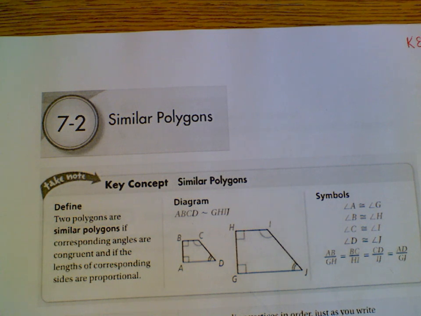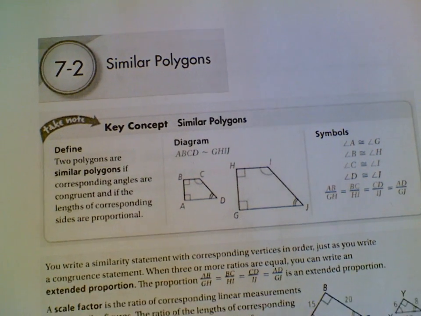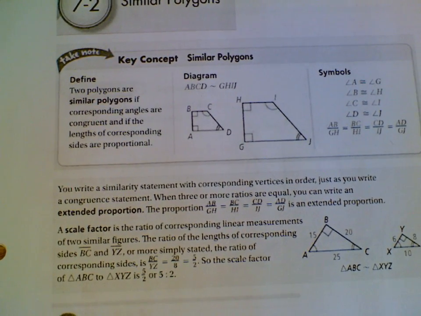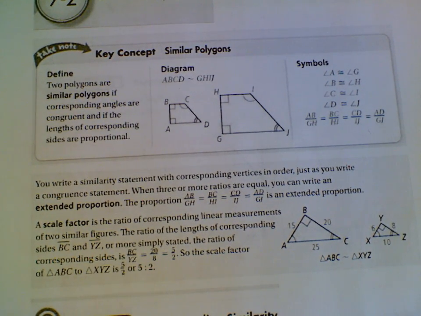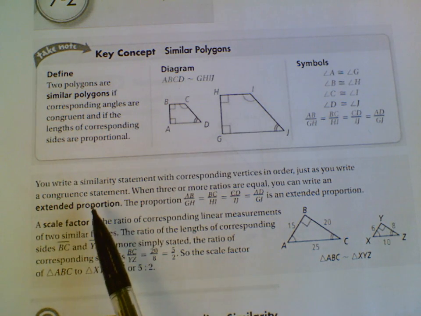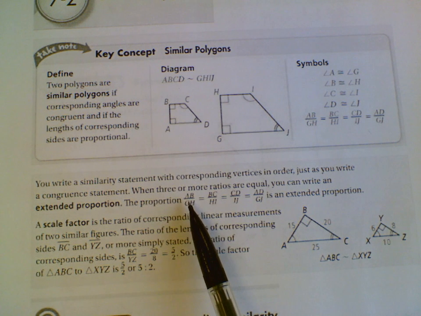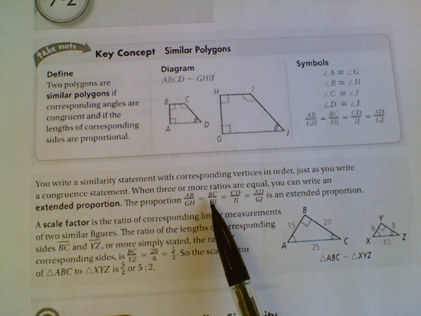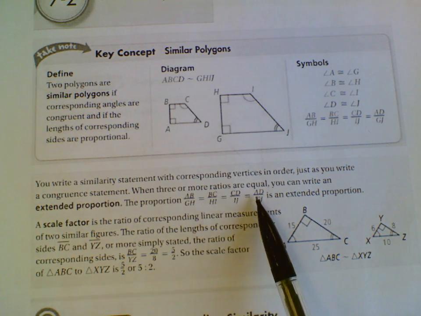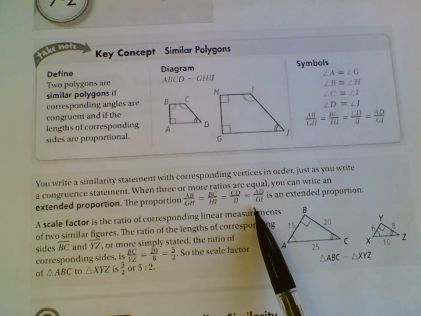So what we're going to do is practice finding if they're similar, and then practice also finding what that ratio will be. So the second part of this is just some definition type stuff. The first one talks about an extended proportion. An extended proportion just means that I don't have two ratios set equal to each other, I have three or more. So that's all that an extended proportion would look like.